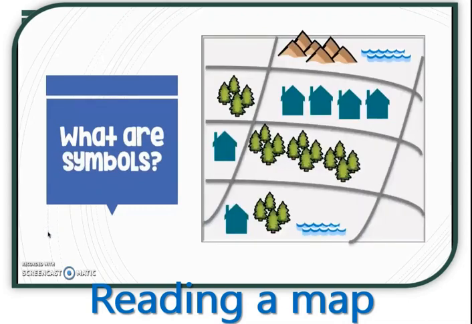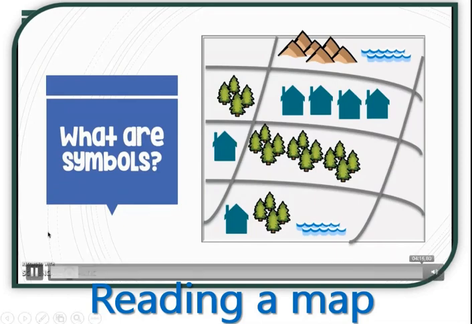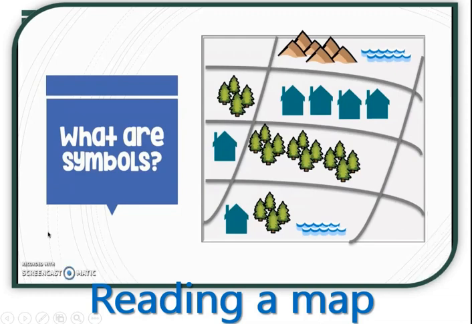Now sometimes when you look at maps, you might see a whole bunch of little pictures on them. Do you see all the little pictures on there? What are those there for, I wonder? Well, those are actually symbols. A symbol is a picture that stands for or represents something else.